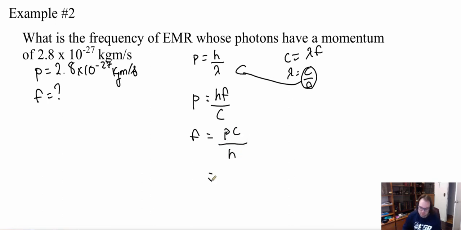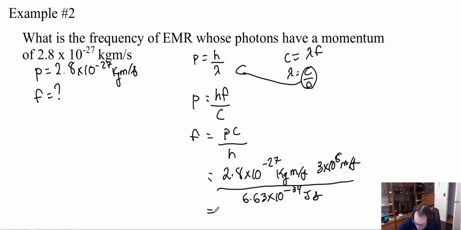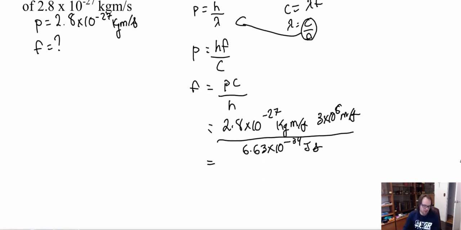So now let's plug in everything we know. We know momentum is 2.8 times 10 to the negative 27 kilogram meters per second. I know my speed of light is 3 times 10 to the 8 meters per second. And we're dividing that by Planck's constant, which is 6.63 times 10 to the negative 34 joule seconds. Now when I plug this all in together, I'm going to end up getting something around 1.3 times 10 to the 15 hertz.